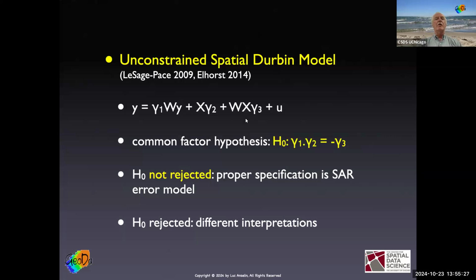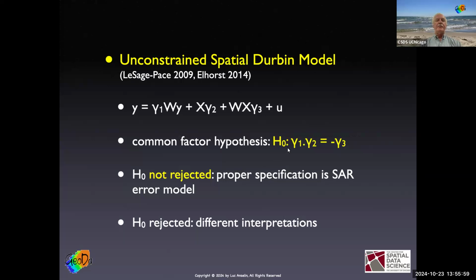Now, there's nothing wrong with adding another WX as long as you know what you're doing. This is not a pure WX in a sense. This is a WX on top of the WX you already get from the reduced form. So the reduced form in this model, which is called the unconstrained spatial Durbin model, will be more complex than the reduced form in the standard lag model, as we'll see in a few minutes.